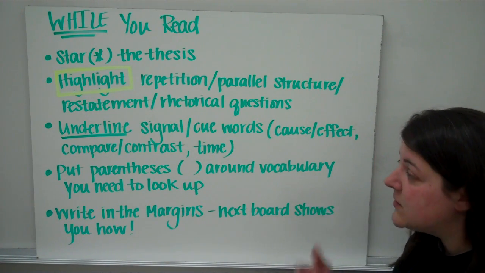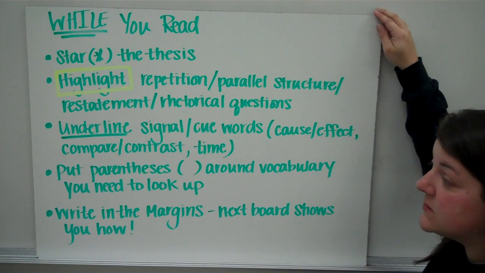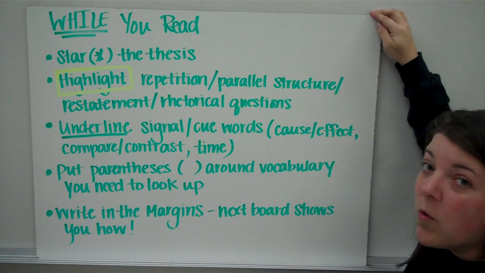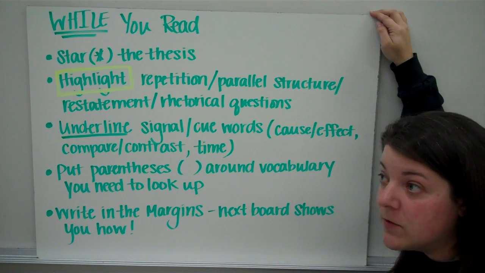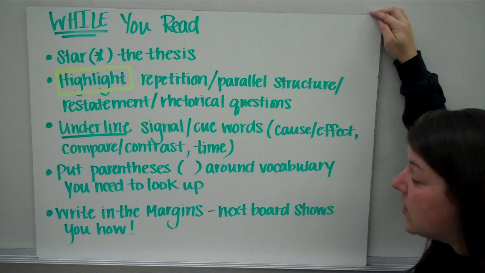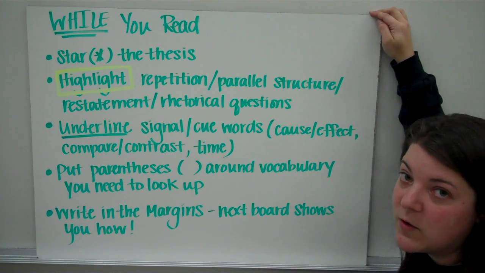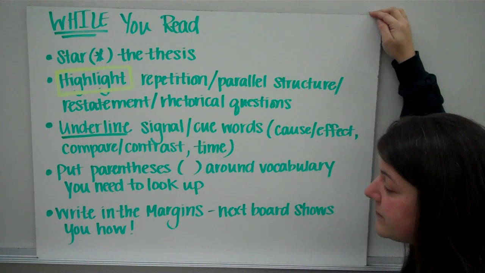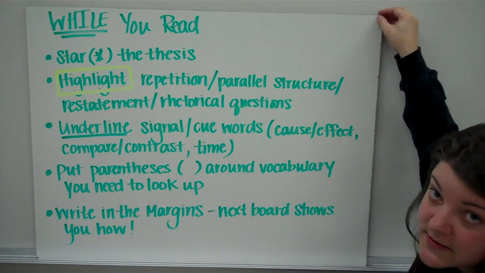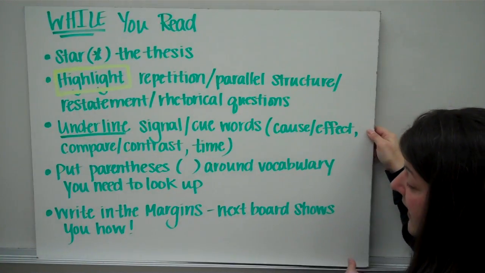Also, you're going to underline any signal or cue words. These would be things like cause and effect, compare, contrast, or time notation words like first, second, then. And then you're going to put parentheses also around vocabulary words that you may need to look up. You're also going to write in the margins. So our next board is going to show us how we do that.